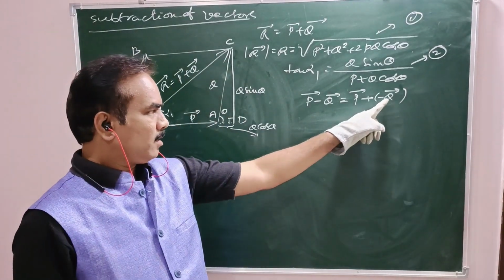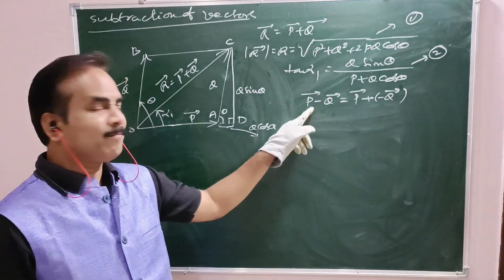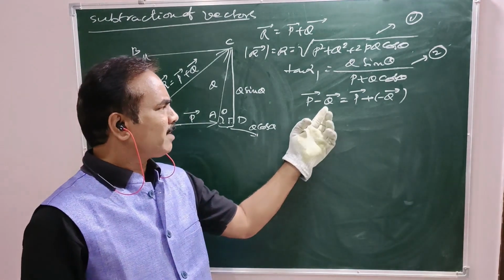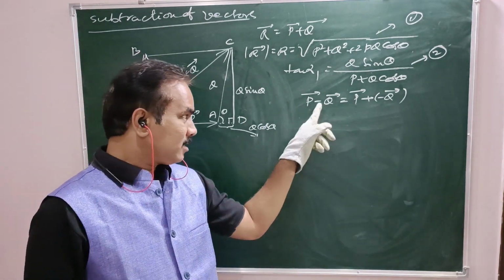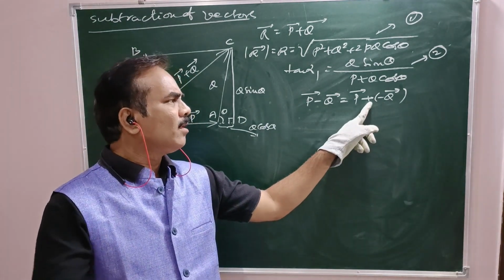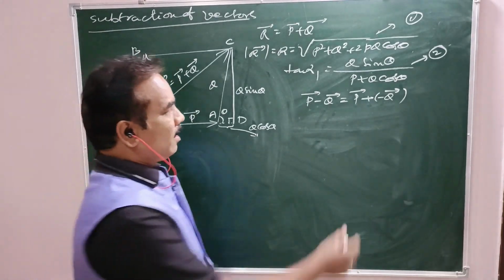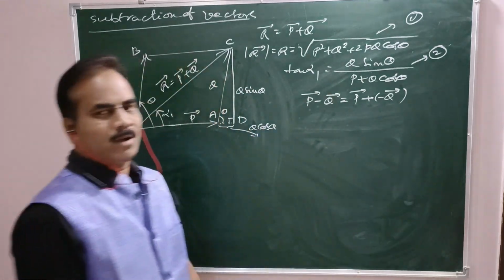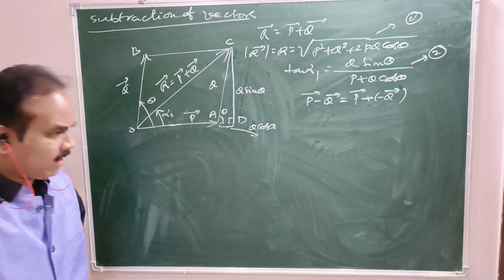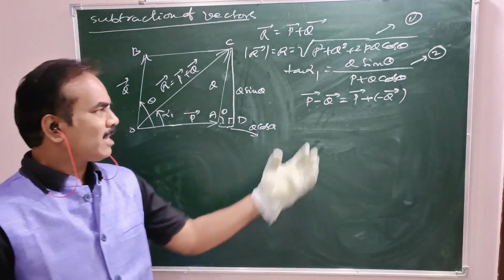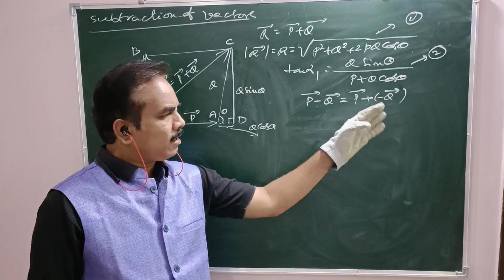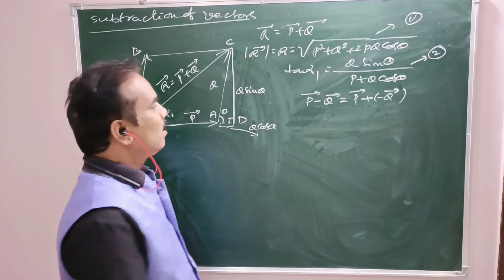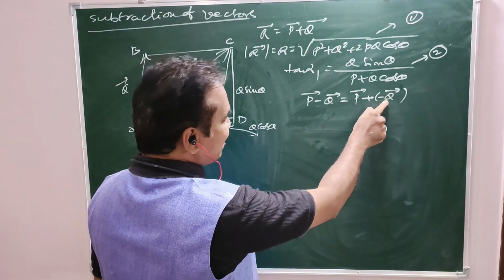That means adding minus Q bar to P bar, that itself is P bar minus Q bar. There is no separate subtraction in the case of vectors. Subtraction of vectors is also some kind of addition of vectors. So subtraction in vectors means adding a negative vector to the given vector. So our task is to add minus Q bar to P bar.